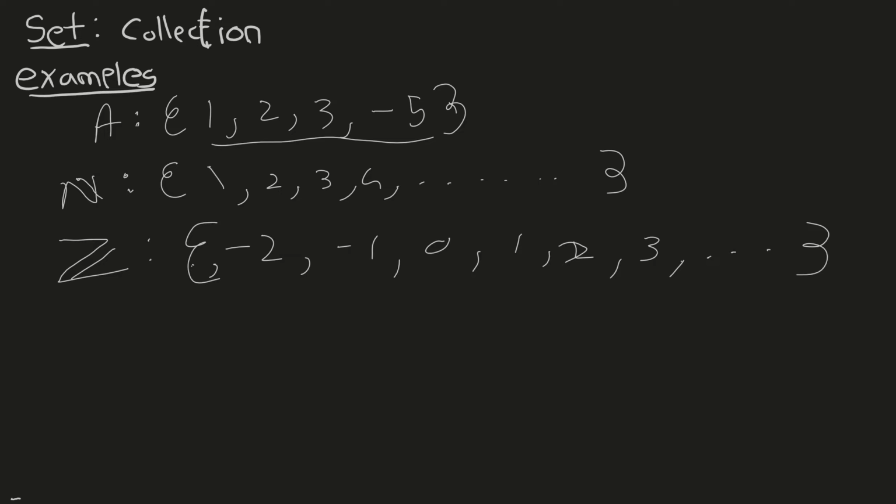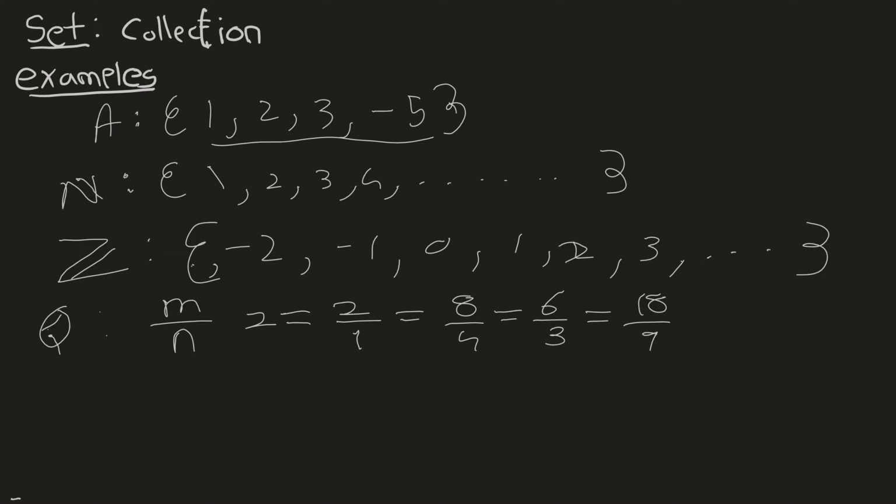Now let's look at the set of rationals. So the set of rational numbers are any numbers which can be written in the form m over n. So any numbers which can basically be written as fractions. For example, 2 is a rational number because it can be written as a ratio, 2:1, as 8 over 4, for example, or 6 over 3, or 18 over 9. This just shows 2 is a rational number.